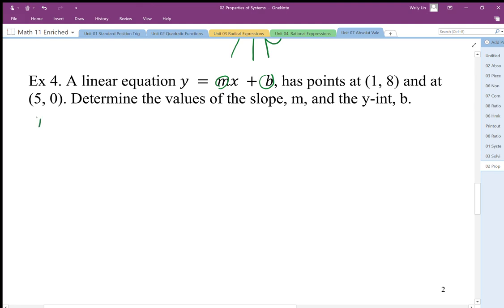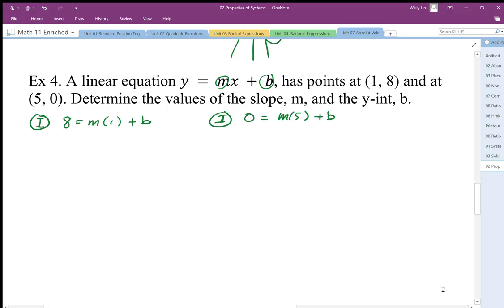So my first equation I'm going to generate by just plugging in y is 8, x is 1, plus b. So there's an equation with two variables. I come up with a second relation. Y is 0, x is 5, and there's my second equation with two variables.